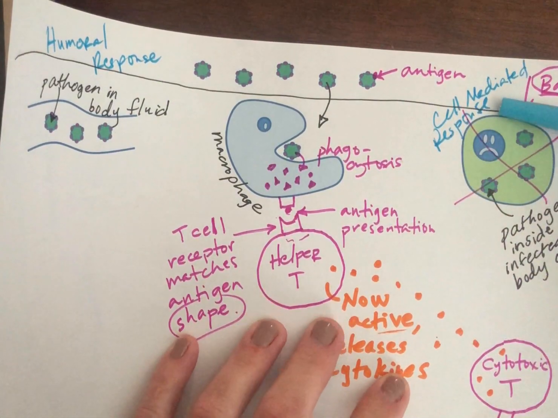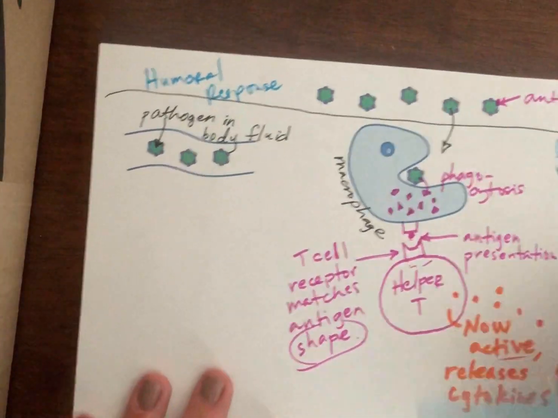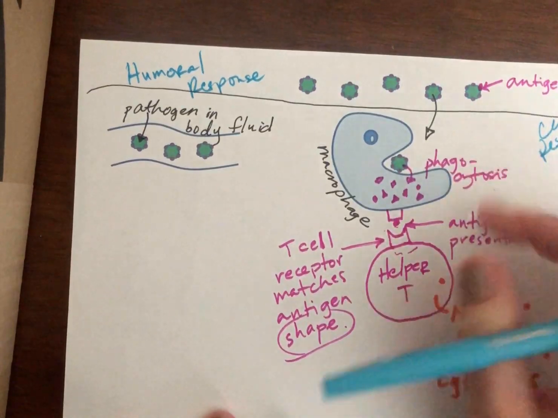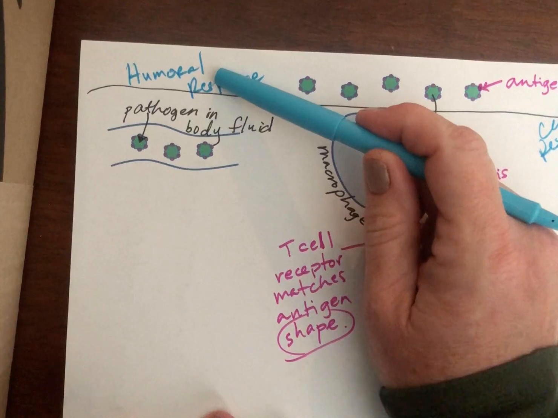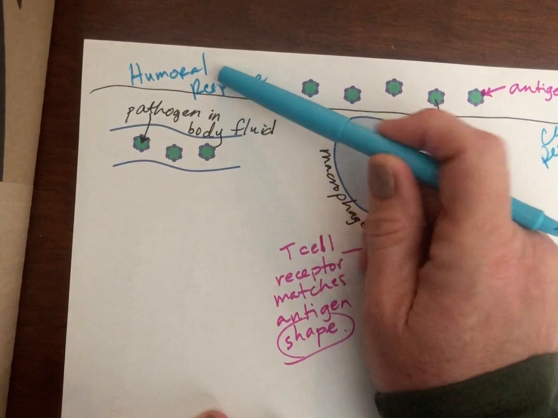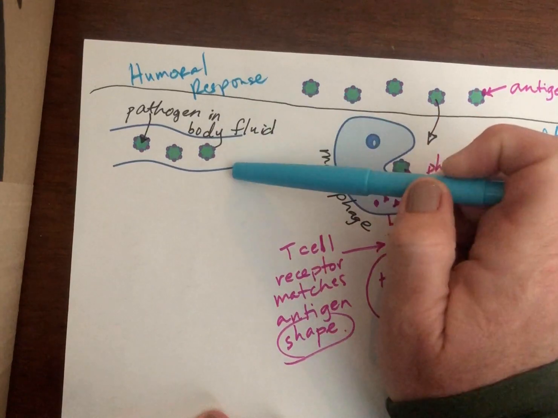The cell-mediated response targets infected body cells. The humoral response targets pathogens that are free-floating in bodily fluids. Humoral simply means in the fluid. You may remember the vitreous humor or the aqueous humor from the eye unit. This is just referring to any sort of bodily fluid.